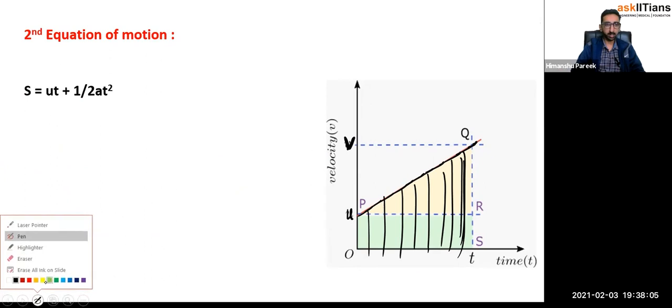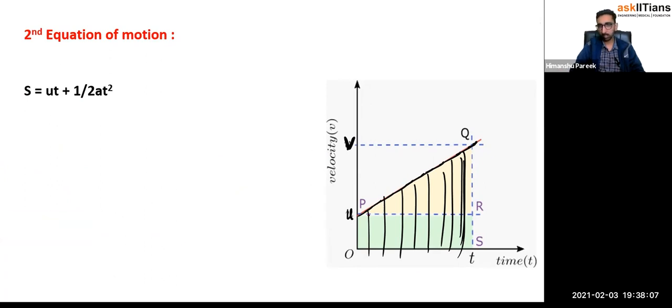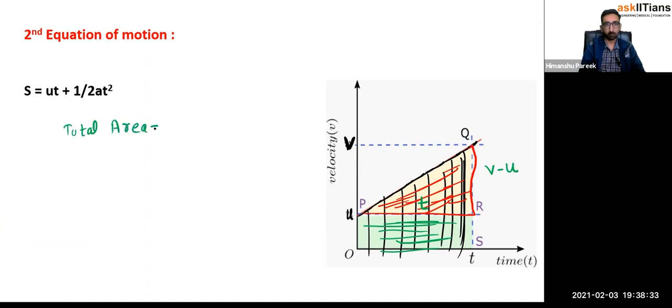Now I can divide this area into two parts, guys. One is this area, the red color part. This one. And the other is this area, which I'm showing with the green color. As we have done in the previous part also, this is v minus u and this is t. Now simply I can say the total area will be equal to the area of the triangle plus the area of the rectangle, the green color part.